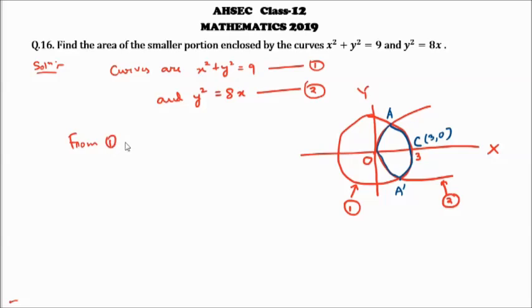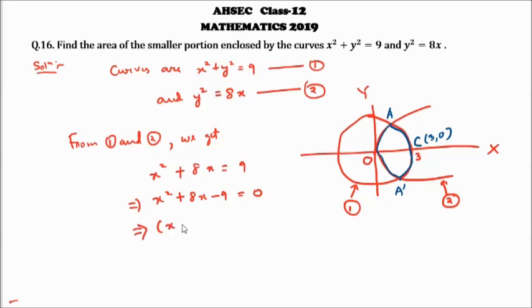From 1 and 2, if I solve it, if I put value of 2 in 1, then I will get x square plus 8x equal to 9, which is nothing but x square plus 8x minus 9 is equal to 0. So if I factorize it, I will get x plus 9 times x minus 1 equal to 0. So finally I will get x equal to minus 9 and 1.